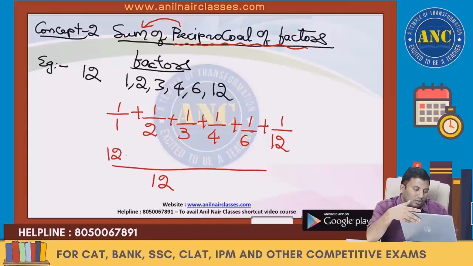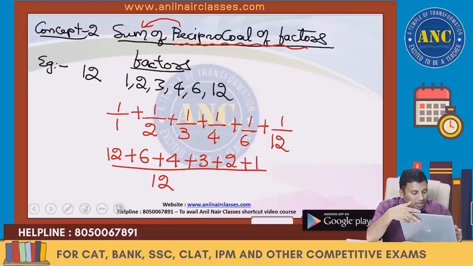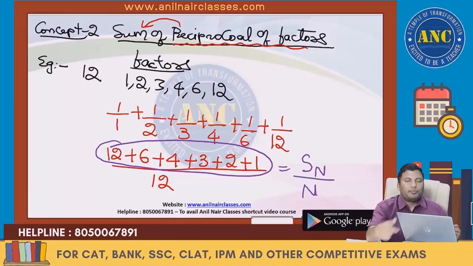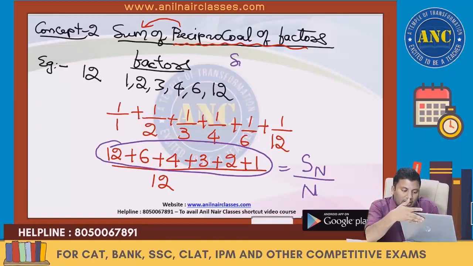1 12 is 12, 2 6s are 12, 3 4s are 12, 4 3s are 12, 6 2s are 12, 12 1s are 12. 12 plus 6 plus 4 plus 3 plus 2 plus 1. This is nothing but the sum of the factors of that number, divided by 12, which is the number itself. Extremely important point. Sum of the reciprocal of the factors.